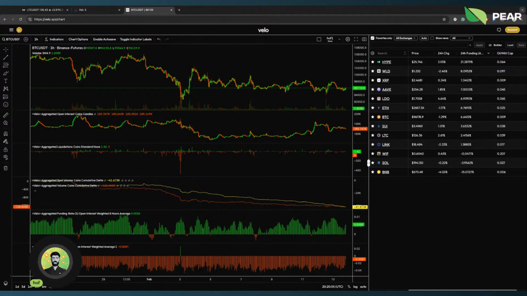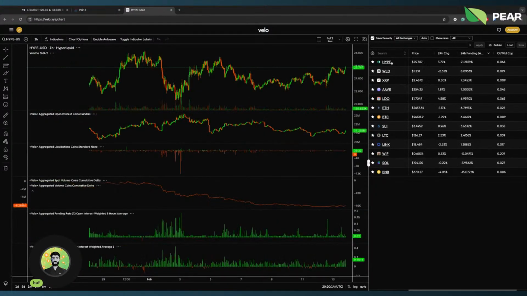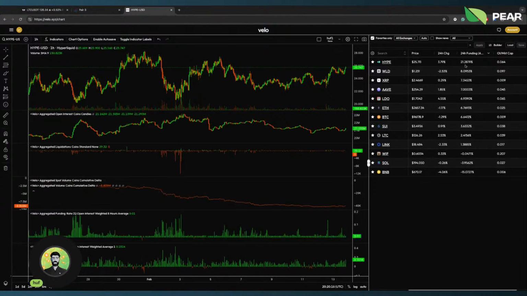So this is my setup. I'm looking at a certain number of tokens, and what's really interesting here is you can actually sort by 24-hour funding rate. So something like Hype, which clearly has a lot of hype, the annualized funding rate at the moment is 21%, which is a super high but not crazy amount.